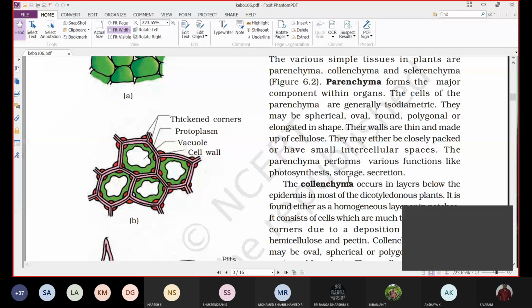They're involved in storage, and involved in secretion. They secrete certain substances like latex, resins. That means the different chemical components are stored and they are secreted.